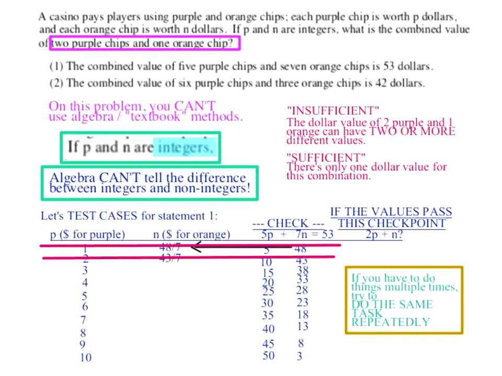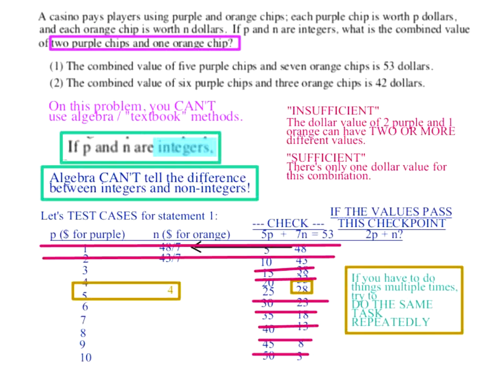So how many of these are multiples of 7? Well, that is. All of the other ones are not. 38's not, 33's not, 23's not, 18's not, 13's not, 8's not, and 3 is not. So we only have one case. We know that the purple chip has to be worth $5, and we know that the orange chip has to be worth $4. This is the only case that survives this holocaust here. So P is definitely $5, and N is definitely $4.